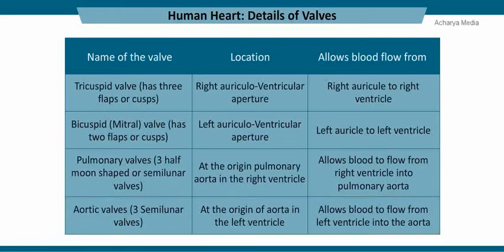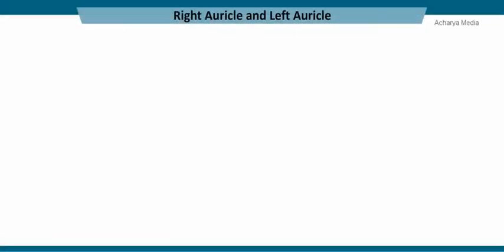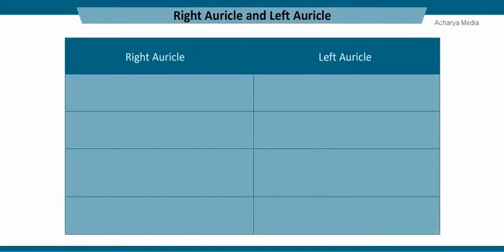Aortic valve or semilunar valve is 3 in number. It is located at the origin of aorta in the left ventricle. It allows blood to flow from left ventricle into the aorta. Thus, the flow of blood in one direction, that is unidirectional flow, is controlled inside the heart by the presence of valves. Now, you can have a look at the distinguishing features of right auricle and left auricle.